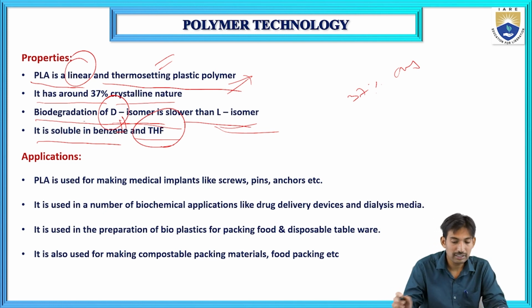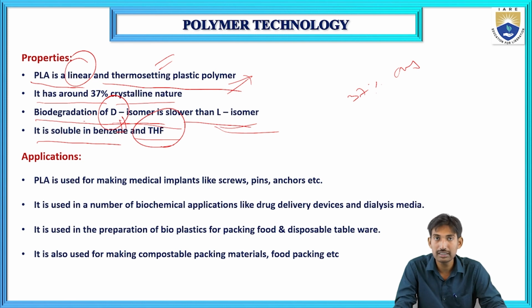The biodegradation of the D isomer is slower and the L isomer is faster. The polylactic acid is in two forms: one is the D isomer form and the other is the L isomer form. The L isomer form undergoes biodegradation very rapidly compared with the D isomer. The D isomer takes a long time.